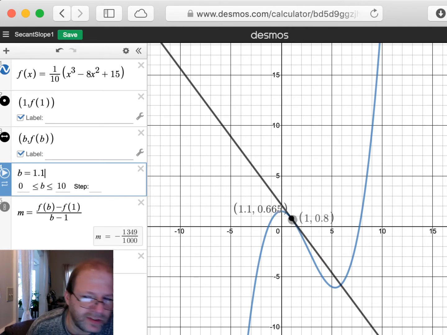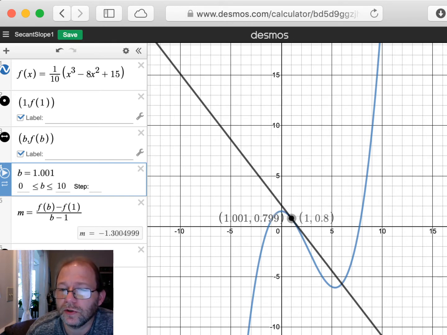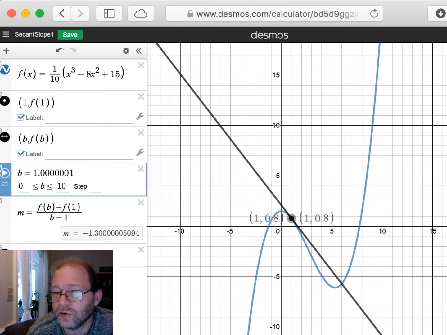Now right now it's given us these decimals, or these fractions, which are not very helpful. But if I start making this get closer and closer to 1, we can see that the slope is getting closer and closer to, it looks like, negative 1.3.